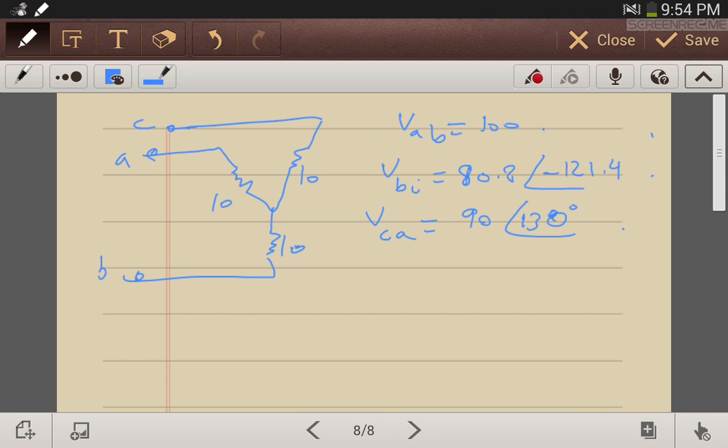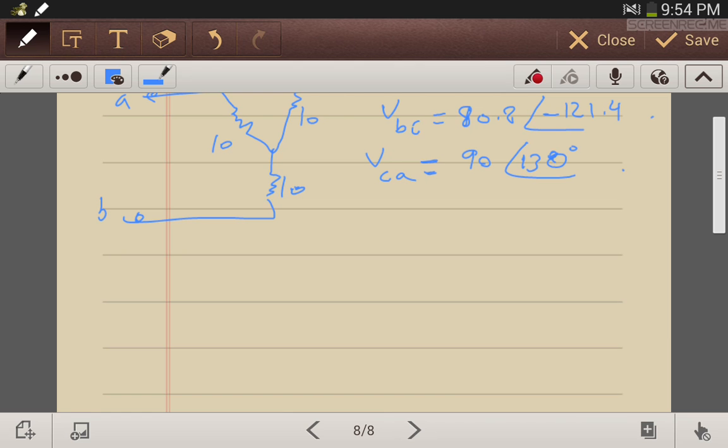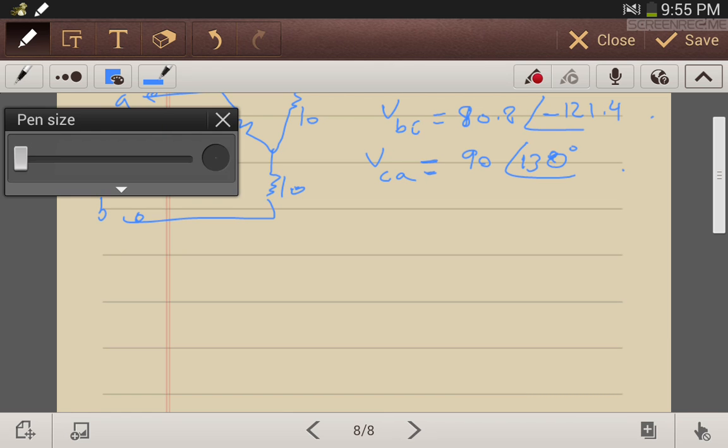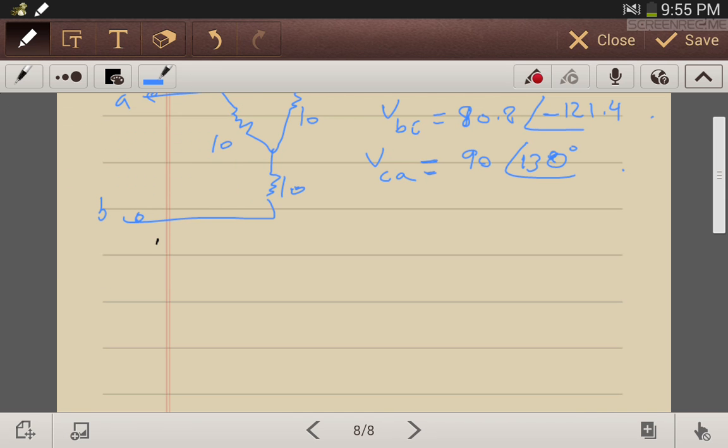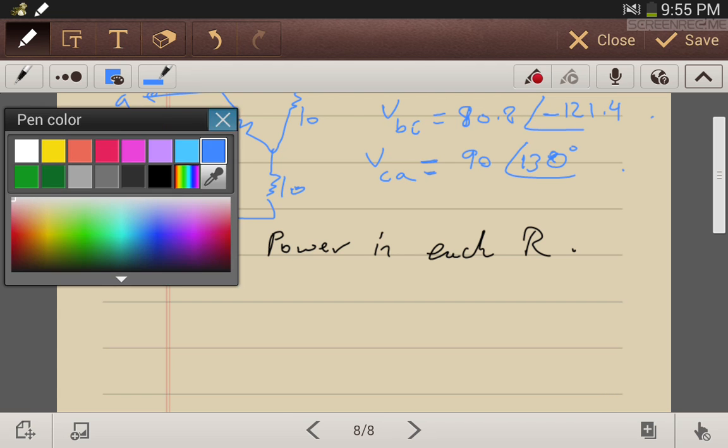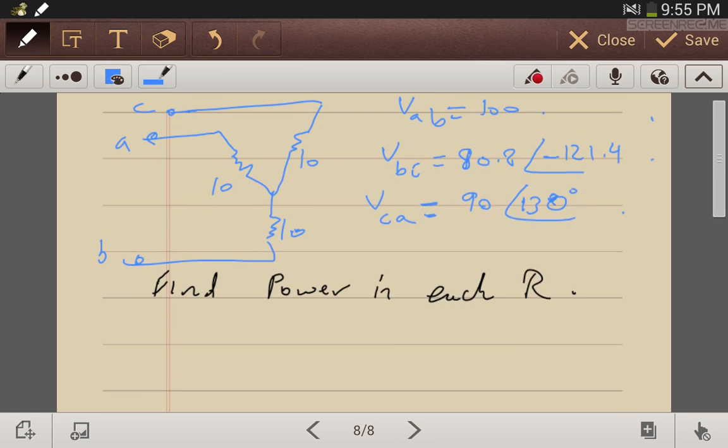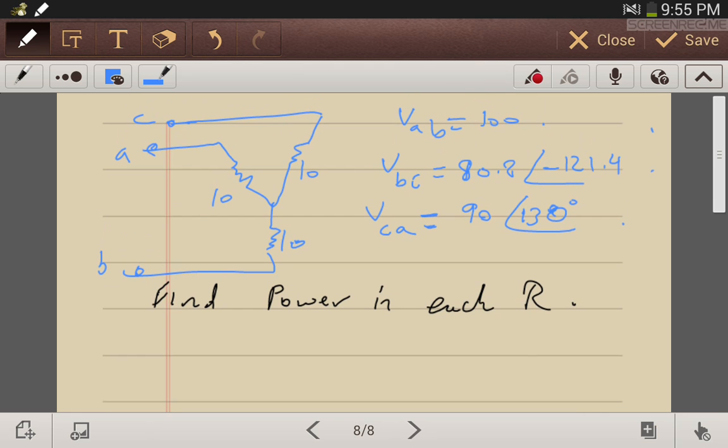So how this affects the currents and the power consumption in each resistance. So if I say, find the power in each resistance. So the first thing, since this is line-to-line voltage, I have to find the phase voltage across each resistance. So I can measure the power across the resistance.